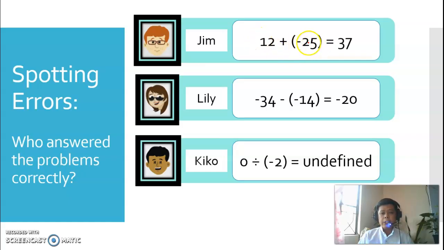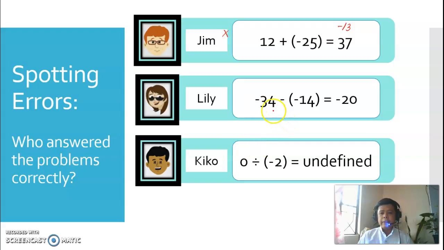Ang rule sa addition ng integers, if they have different signs, magsusubtract tayo. So, 25 minus 12. So, ang 25, kapag binawasan ng 12, ang sagot dyan ay 13. And then, we will use the sign of the integer with the greater absolute value. So, sa kanilang dalawa, mas malaki yung absolute value ng 25. At ang sign niya ay negative. So, ang sagot dapat dito ay negative 13. Eh, ang sagot niya ay 37. So, si Jim ay mali.